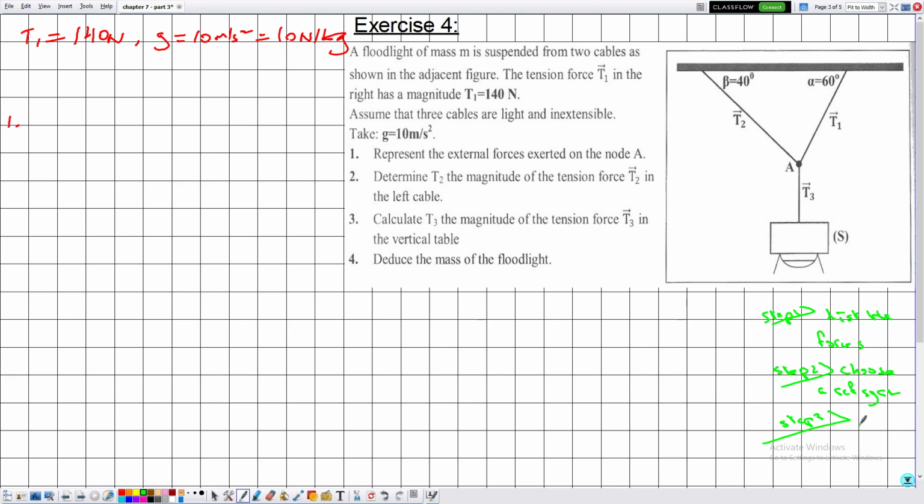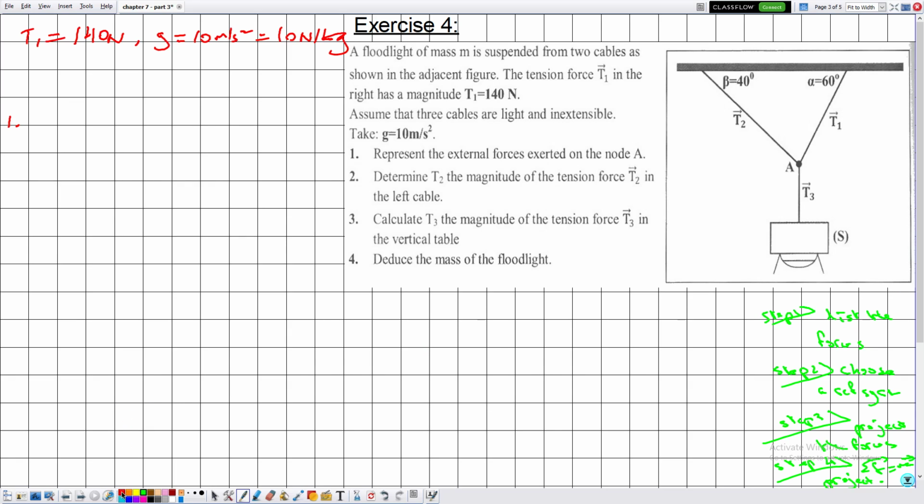Step number 3 is to project the forces. Step number 4 is to use this equation, sum of forces is equal to MA, and to project. Okay, so whenever you are interested in solving a vectorial equation, it's better to project it.